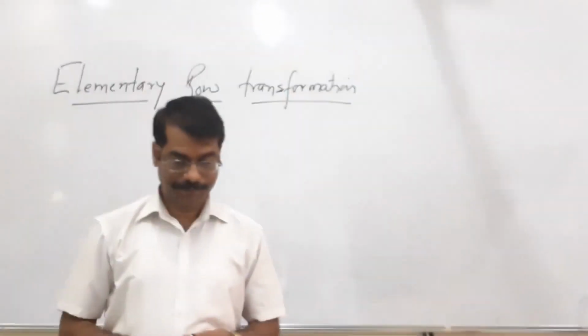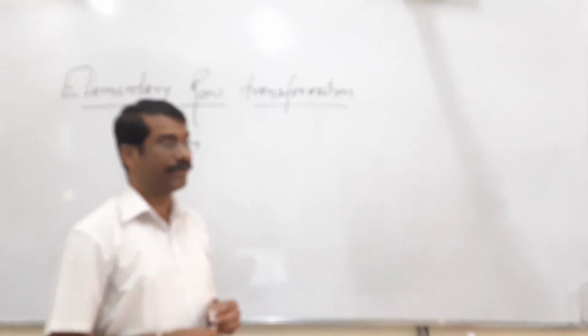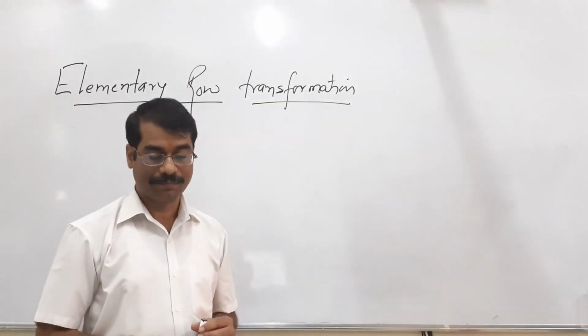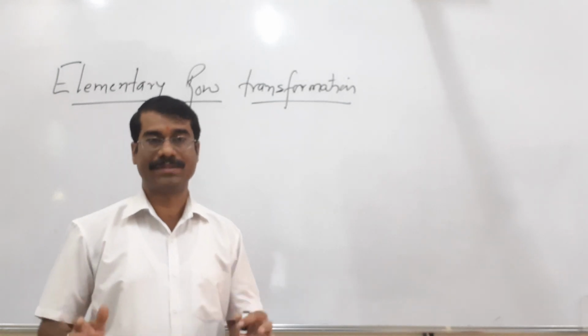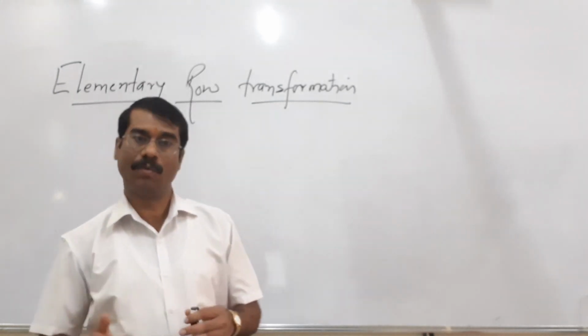Good morning, boys. Today we are going to start elementary row transformation on a matrix. There are three different operations on a matrix, three on rows and three on columns. So a total of six operations are there on a matrix, and we are going to look at them one by one.